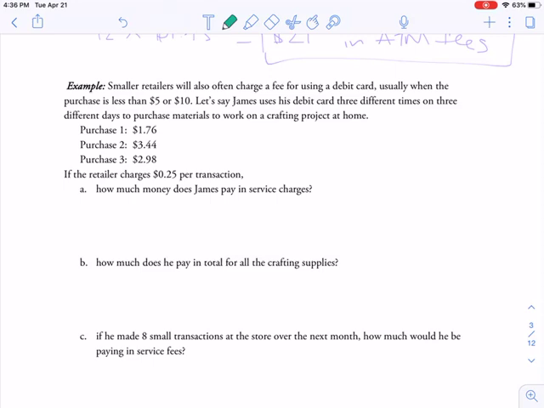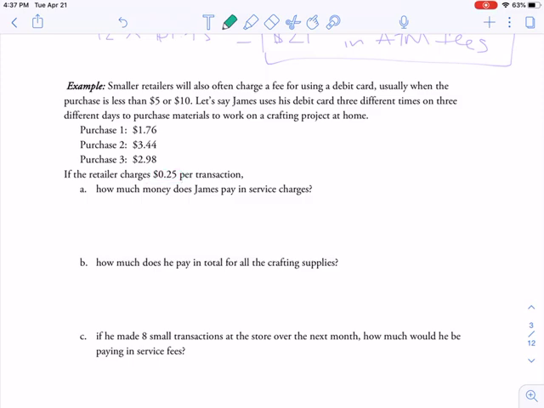This time James is using his debit card to buy some materials for a crafting project, and we're noticing here in the example that small retailers will often charge a fee for using a debit card, especially when the purchase is small, like less than $5 or $10. The reason for that is because otherwise they're paying the fees to the bank on their end, and so instead of paying for it themselves, they just charge the customer for it. When we look here, we can see James's purchases. He made 3 small purchases. They're all less than 5 or 10, so they're all going to get charged the 25-cent fee per transaction.